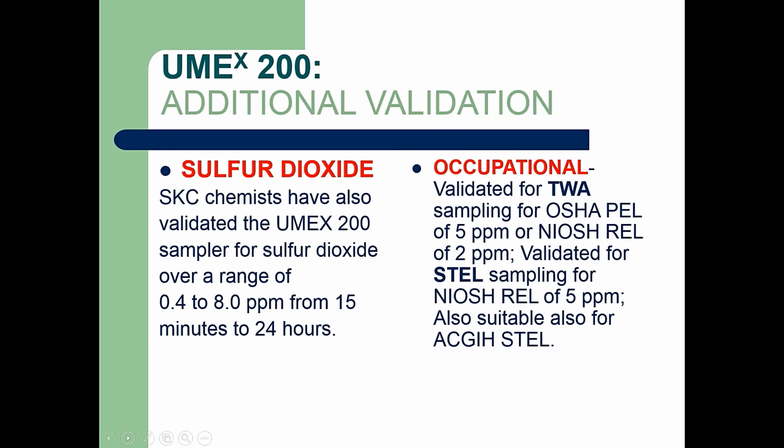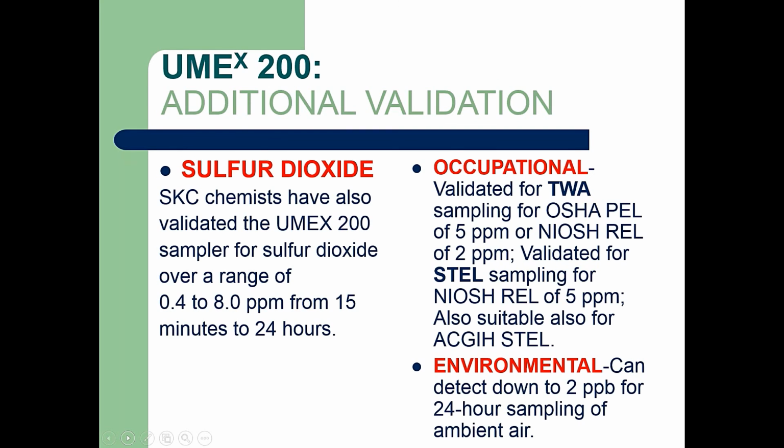And although it was not done in the original validation study, the SKC chemist has advised me that the UMEX 200 can also be used for the current ACGIH STEL of 0.25 ppm. We just did some mathematical calculations to determine this capability. For environmental applications, like for NO2, the UMEX 200 can detect down to 2 ppb for 24-hour ambient air sampling for SO2.